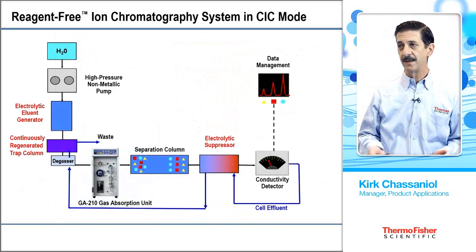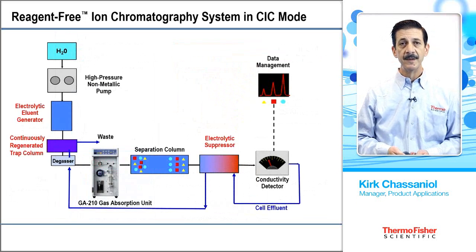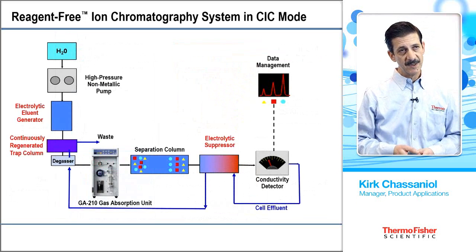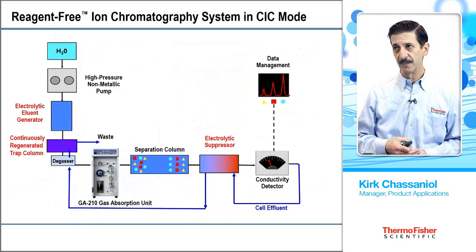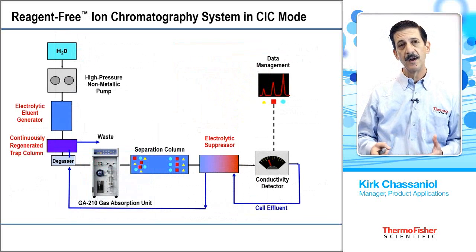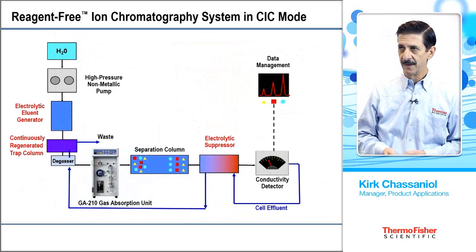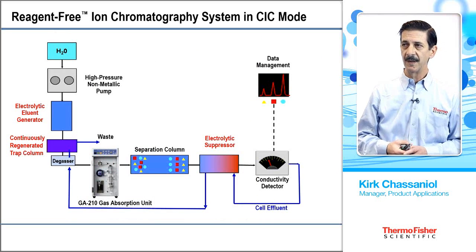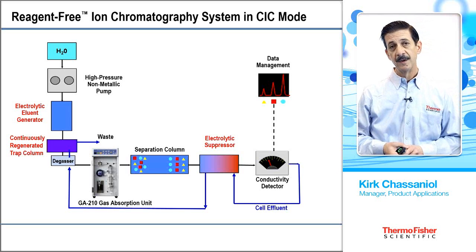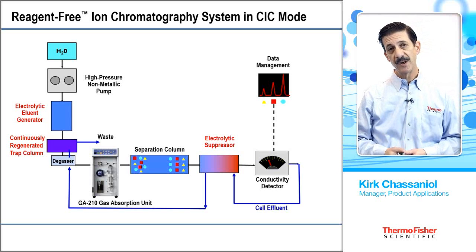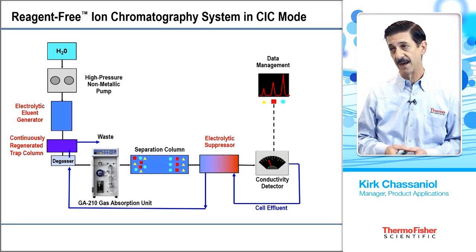And then here we see what we call a reagent-free IC system. Reagent-free ion chromatography has gained a wide acceptance in the marketplace in ion chromatography. Basically, all I have to do is supply water to my ion chromatography system. In this case, I'm feeding water to the electrolytic eluent generator, so that I'm generating high purity eluents. In this case, I'm generating high purity potassium hydroxide.